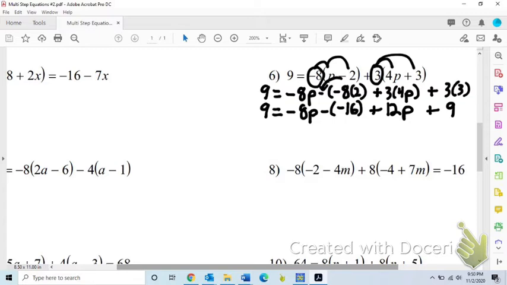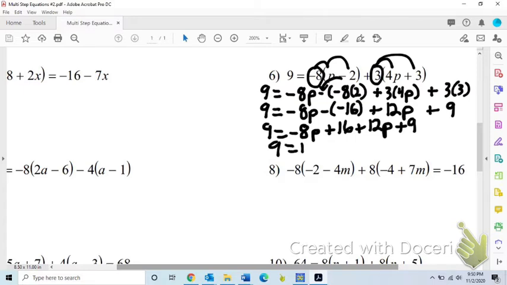9 equals negative 8p. We're going to clean up all our positives and negatives. So here we have negative 16, that turns into positive 16, plus 12p plus 9. So now we need to combine like terms.